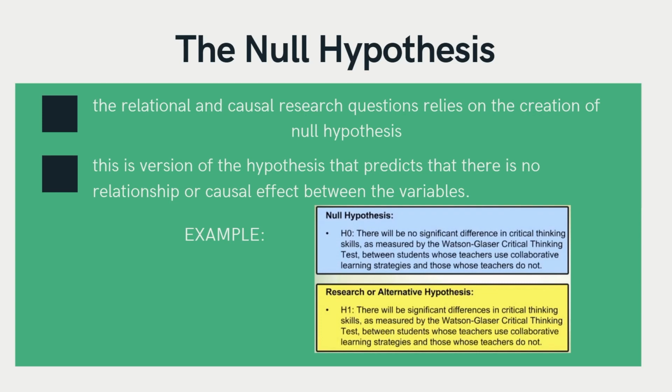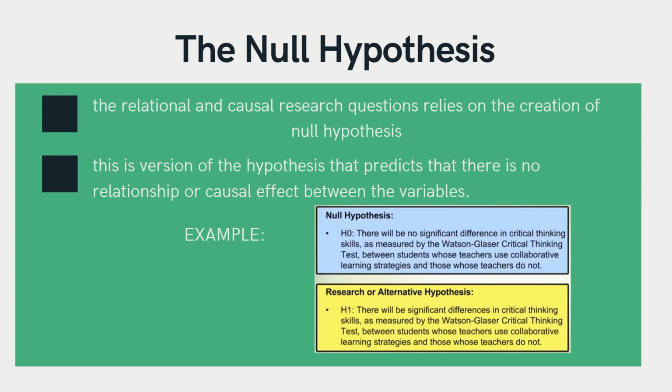This is the version of the hypothesis that predicts that there is no relationship or causal effect between the variables. I think you have heard of the saying, innocent unless proven guilty. That's a very important point when you conduct your research. As a researcher, you need to assume that there is no effect as to the variables that you have. So that is the importance of the null hypothesis, right? To be more objective with your research, you need to assume that there is no significant difference or significant causal effect or relationship among your variables. So we call this one the null hypothesis.